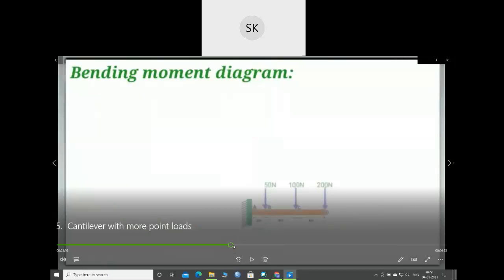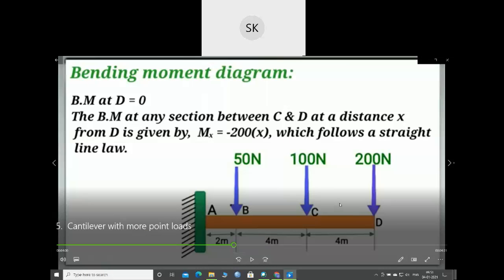Now let's move to the bending moment diagram. You have to take a section between C to D, then B to C and A to B. So let's start with the free end. Bending moment at D will be equal to 0. Now bending moment at any section between C and D, at a distance x from the D.